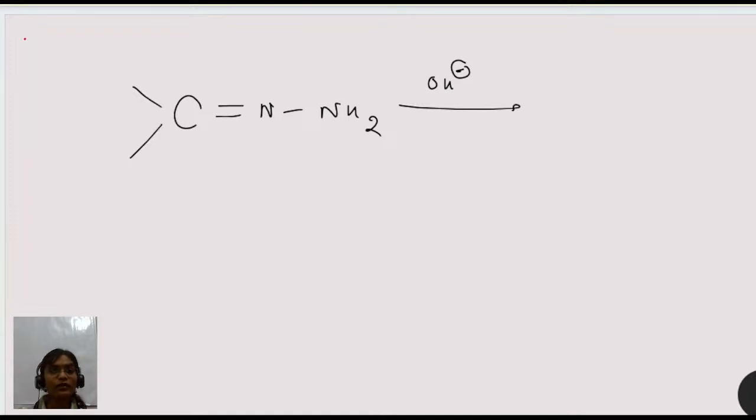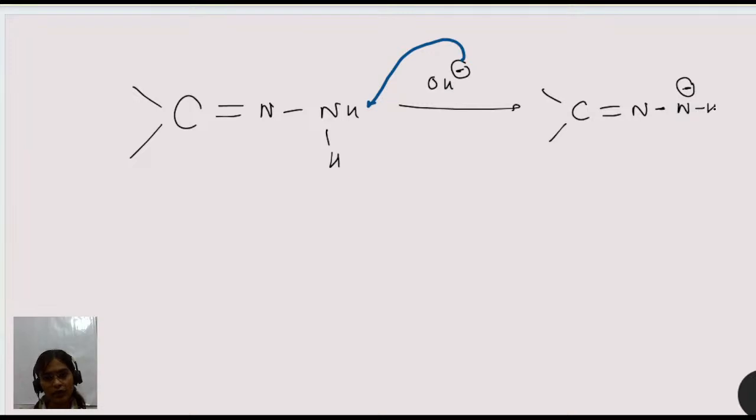So what is this? You have a carbon double bond N and NH2. I am using KOH, meaning OH negative, and OH is a base. I'm going to extract the more acidic hydrogen, okay? So in this case, that OH attacks this. Let me write two hydrogens like this, one hydrogen like this. What we get now is a carbon double bond nitrogen, and a negative charge is generated on the nitrogen.